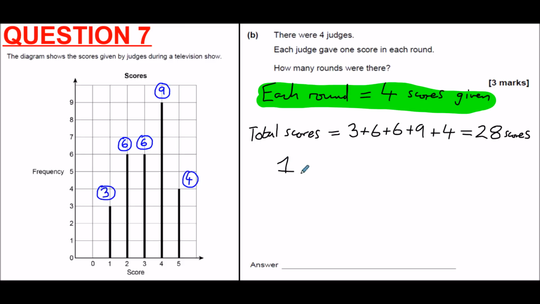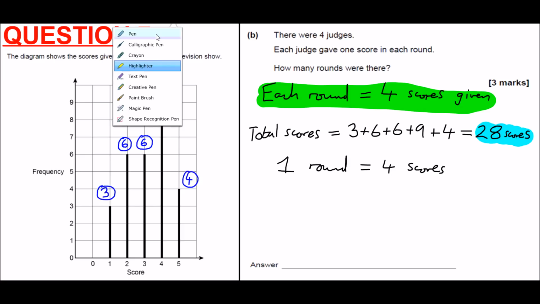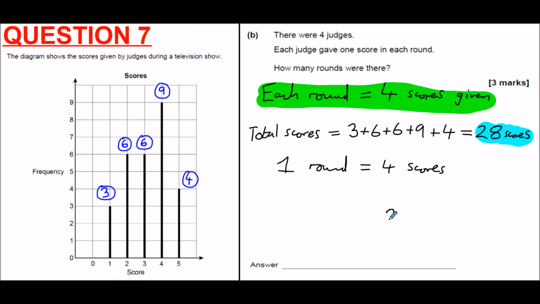So if it were 1 round, that would be just 4 scores. But here we've just calculated, by adding them all up, that actually there were 28 scores in total. So if it weren't just 4 scores, there were 28 scores. So how many rounds must there have been to get 28 is what we're having to find out.